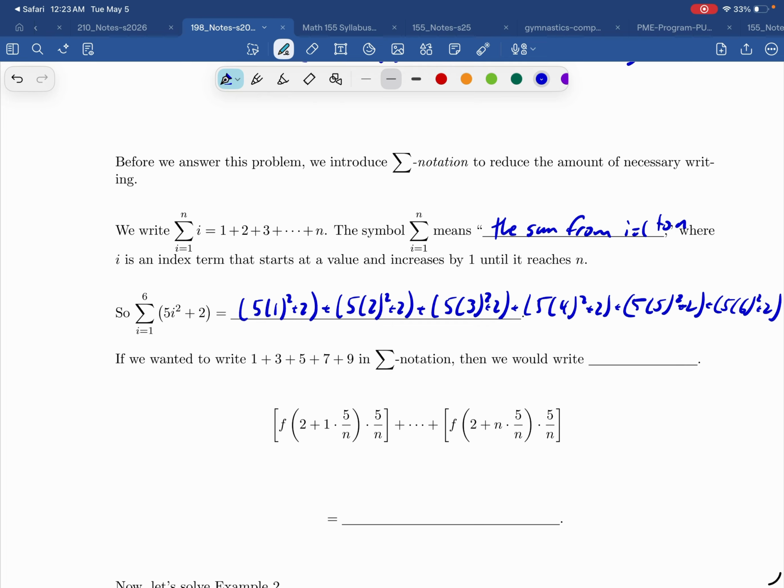And if you wanted to write something in sigma notation, then you would just write it. In this case, you'd write it as the sum from i equals 1 to, I guess there are 5 terms, so we'll put a 5 there. And it would be 2i minus 1, right? Because 2 times 1 minus 1 is 1. 2 times 2 minus 1 is 3. 2 times 3 minus 1 is 5, etc., etc.